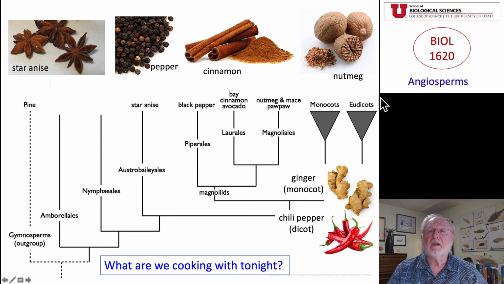But it is in the monocots and the eudicots that we find the greatest diversity of foods. We'll talk about that in a second, but just let me give you one example of a monocot, and that's ginger. Of a dicot, consider the chili pepper.